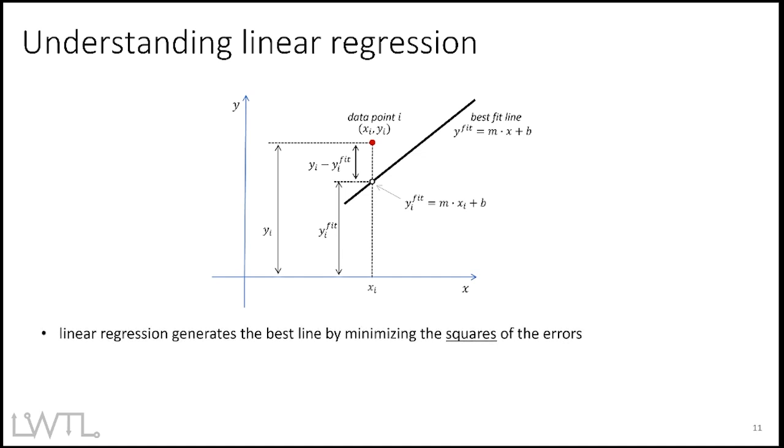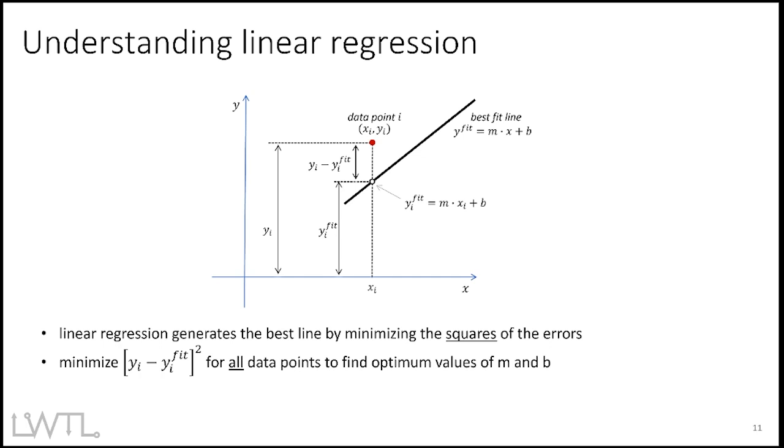And what we're trying to do is minimize that error as much as possible for every single data point along the line. And so linear regression generates the best line by minimizing the squares of the error. It takes that error and squares it, and it allows you to find the optimum values of m and b. This is called least squares linear regression. And that's the process that we're going to use in order to do our analysis.